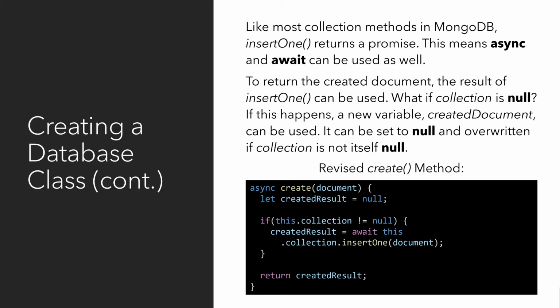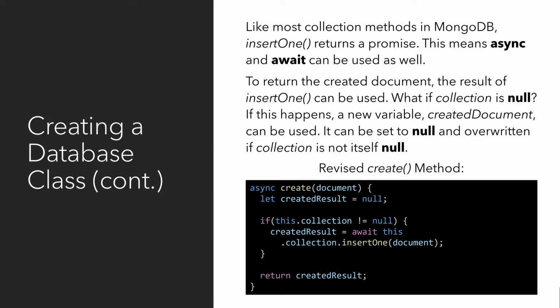However, there's kind of an issue that crops up in this. Insert1 returns a promise. So this means, similar to connect, that the async and await keywords can be used. So to return the created document, or the created result in this case, the result of insert1 can be used. But what if collection is null? So if this happens, a new variable, created document, can be used. In the case of the code at the bottom, created result is the result of that operation. So it can be set to null, similar to how within the class, other values are set to the specific value of null, and then overridden if collection is not itself null.